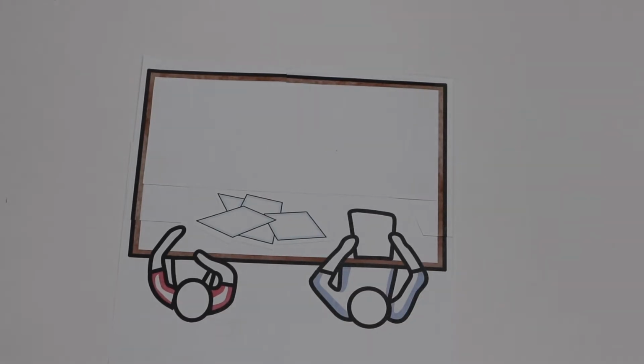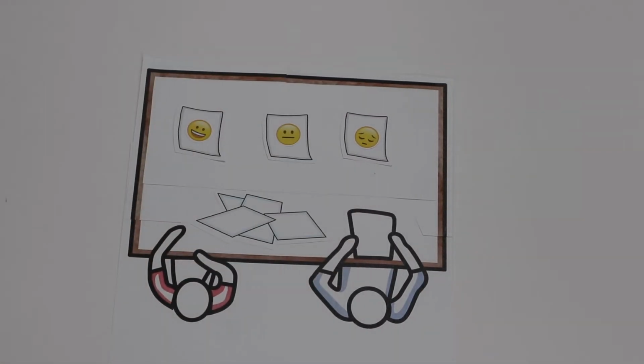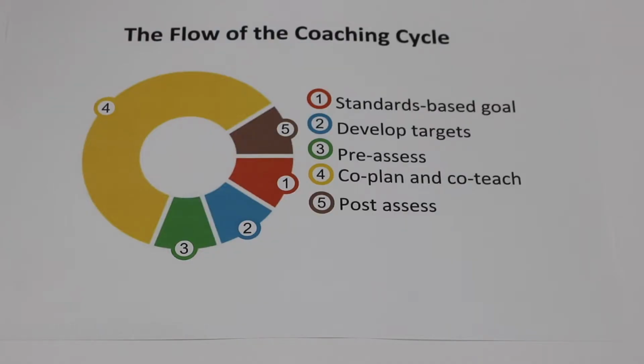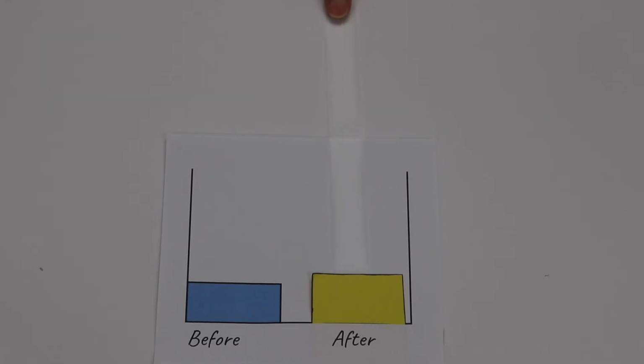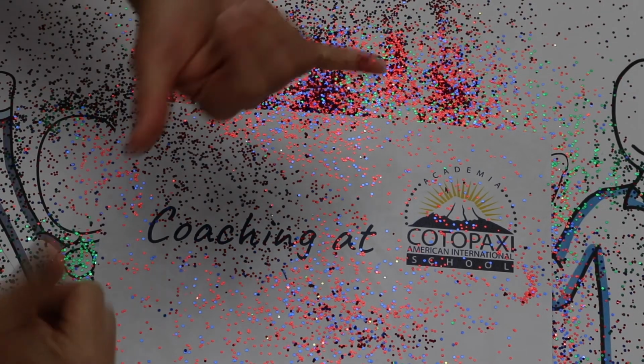And many more options. When we debrief, we will look at and sort the evidence of student learning to plan our next steps. Finally, we post-assess. At the end of the cycle, we will reflect and celebrate what the students have learned and all that we have learned during the cycle. We can't wait to get started.